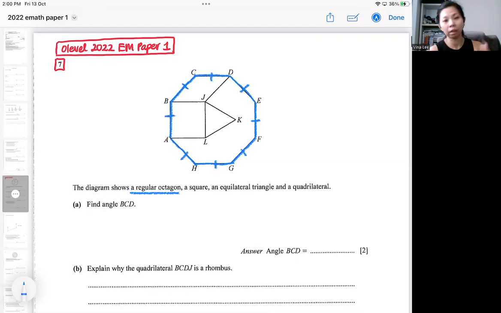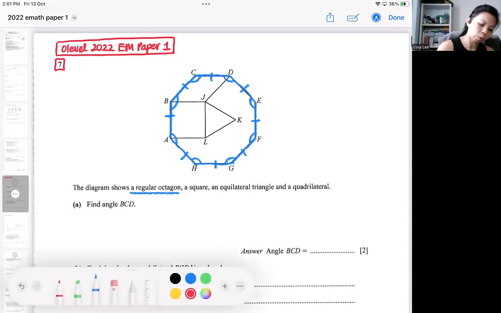And because it's a regular polygon, all the interior angles will be the same. So later on, you will have a lot of the same angle. So this is the awareness first. If you're not aware, you will find it very difficult to proceed with the whole question.